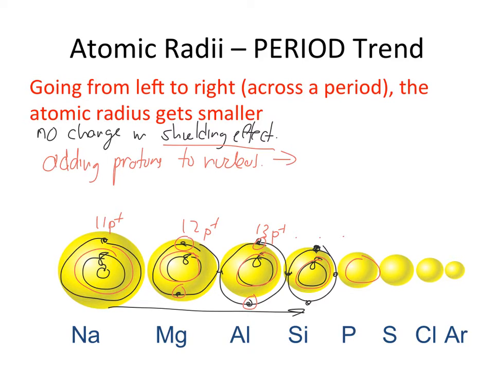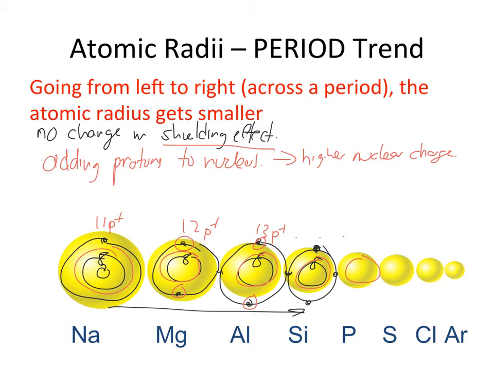Well, if we have more protons, we have a higher nuclear charge. We have a higher nuclear charge. So that means that this more positive nucleus creates a stronger force of attraction between itself and the electrons. And these pull the electrons closer in.